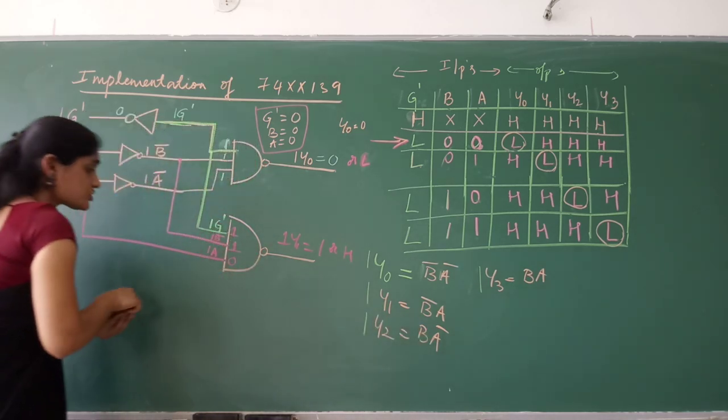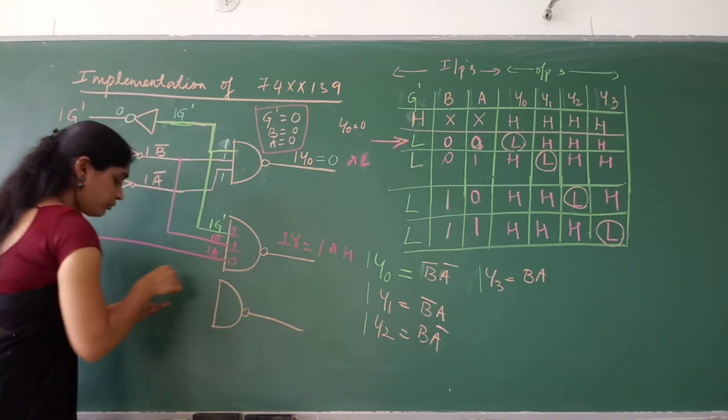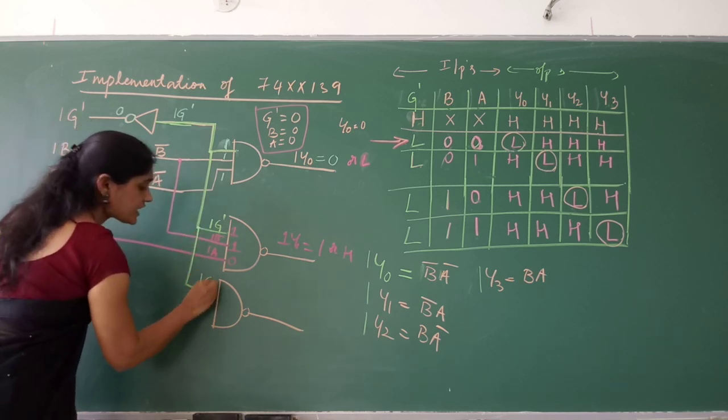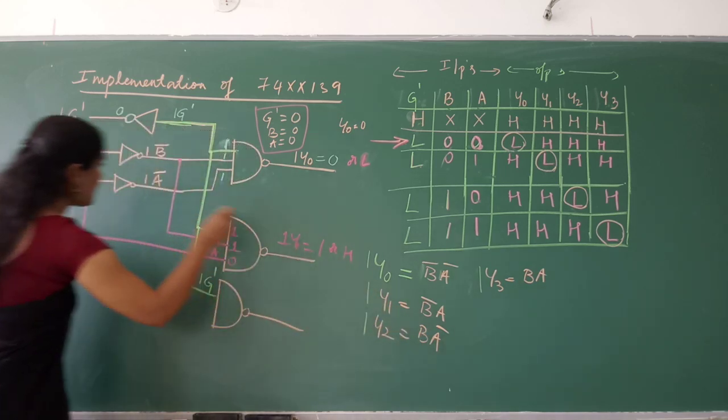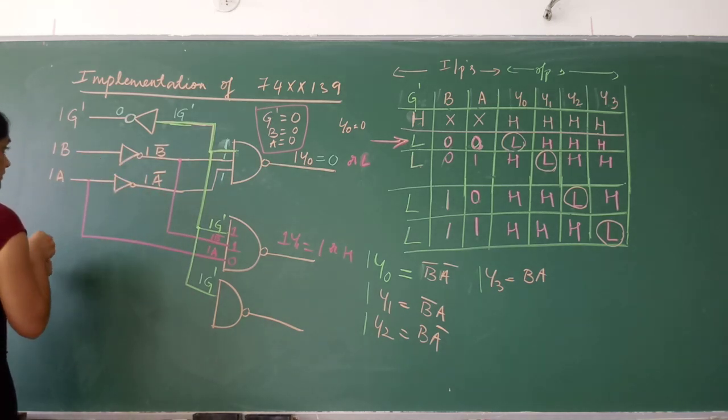Similarly, for 1 by 2, what is the equation? B A bar. So another NAND gate. One input should be from the enable input, 1 G dash. The other input is B A bar. Where is B? Here we have B. So this is B.